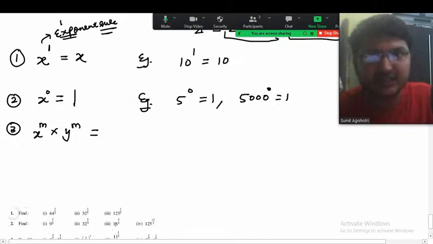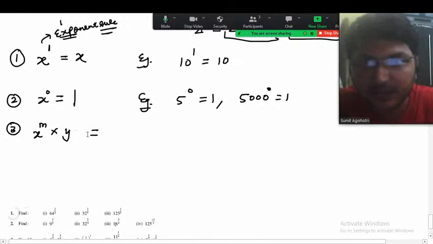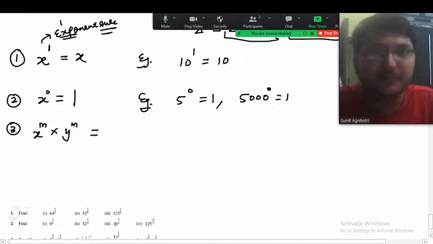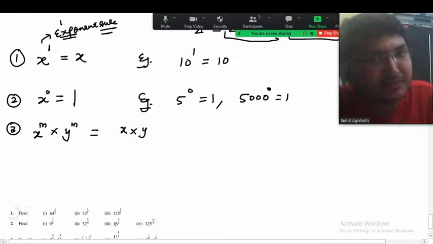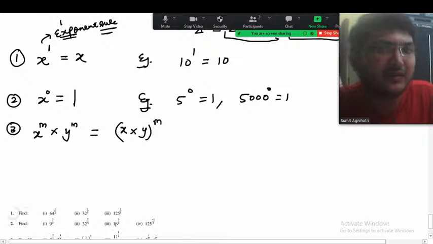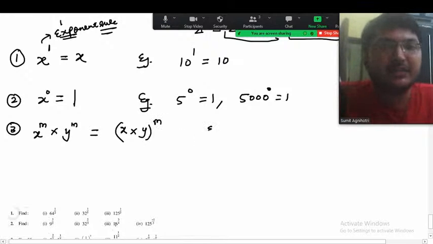First I'm considering the bases are different and the powers are the same. What happens here? In such cases, we multiply these bases first and we take this power. Okay, I'm considering an example for this so that you can observe it.